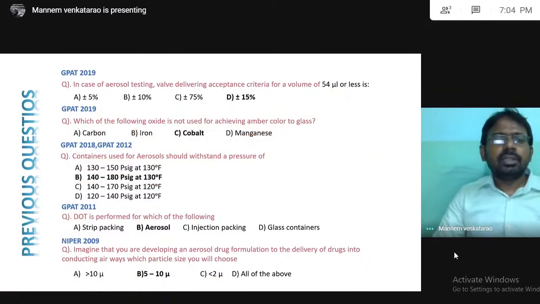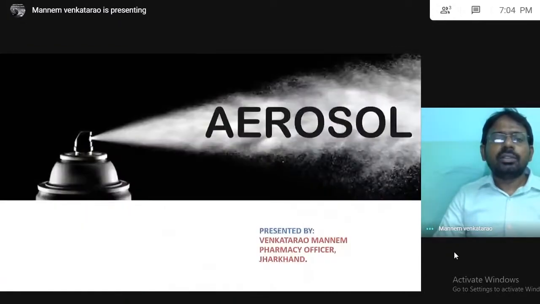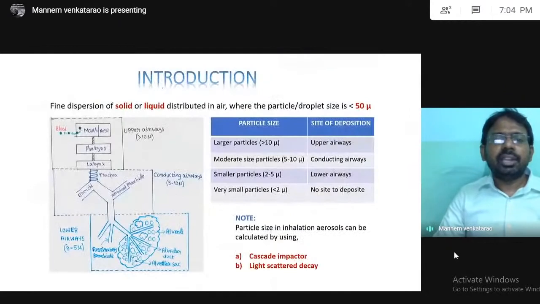Friends, with this, the previous question papers are also completed. Next, once again, I will repeat what the headings are. First, aerosol. So what is aerosol? Introduction: in the introduction, the definition is the first point. Second, importance of particle size. Third point, determination of particle size.